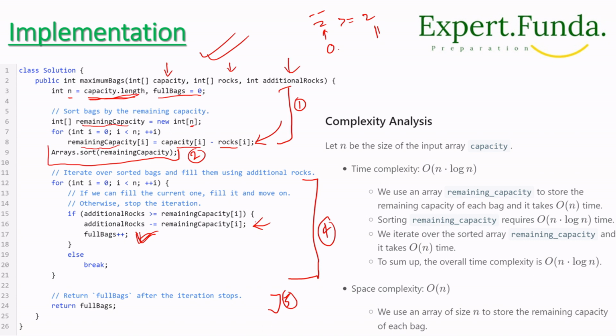if additional rock is not greater than or equal to the remaining capacity, we will break here, correct? We will break here, we will not move to any other, and this loop will continue until the end, and then we will return full bags in the final.